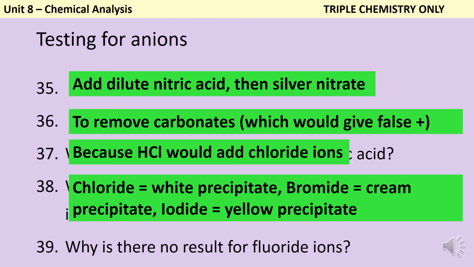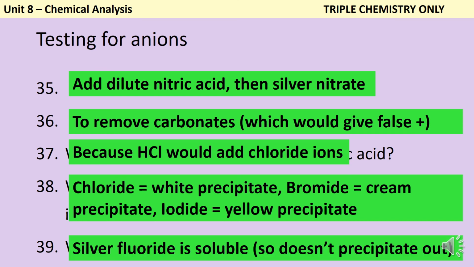If I have bromide ions, I get a cream precipitate. And if I have iodide ions, I get a yellow precipitate. But if I had fluoride ions, I don't get any result at all. And the reason for that is because silver fluoride, which is what we're making, is soluble. So it doesn't precipitate out, so you can't see it.